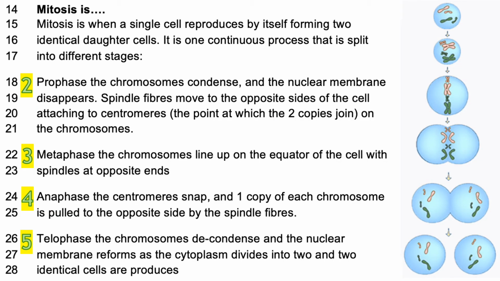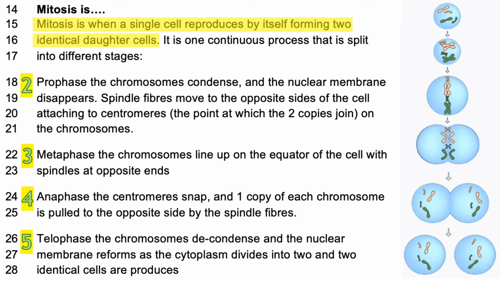So mitosis is going to be when a single cell reproduces by itself, forming 2 identical daughter cells. So we just call them daughter cells because they are the next generation. And then we call the first cell the parent cell. Now, the thing about these 2 daughter cells that form is that they're identical. If you look at the diagram on the right, you'll notice that the first cell and the 2 final cells are exactly the same. All right? And that's the key feature of mitosis, that they're going to form 2 identical daughter cells.